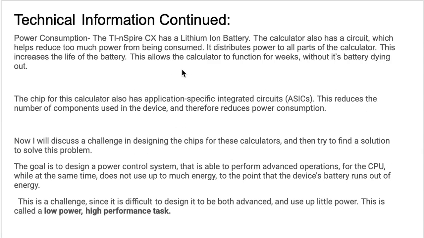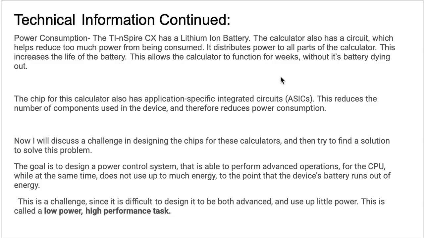Now I'll discuss some additional technical information about this calculator and then get deeper into the design of the calculator itself. I'll also discuss a challenge in the design of these calculators and then try to find a few solutions to them. And I'll discuss which is best and which are used in what situation, all of that. So now I'll discuss power consumption. The battery that's used in the TI-nSpire CX is a lithium-ion battery.